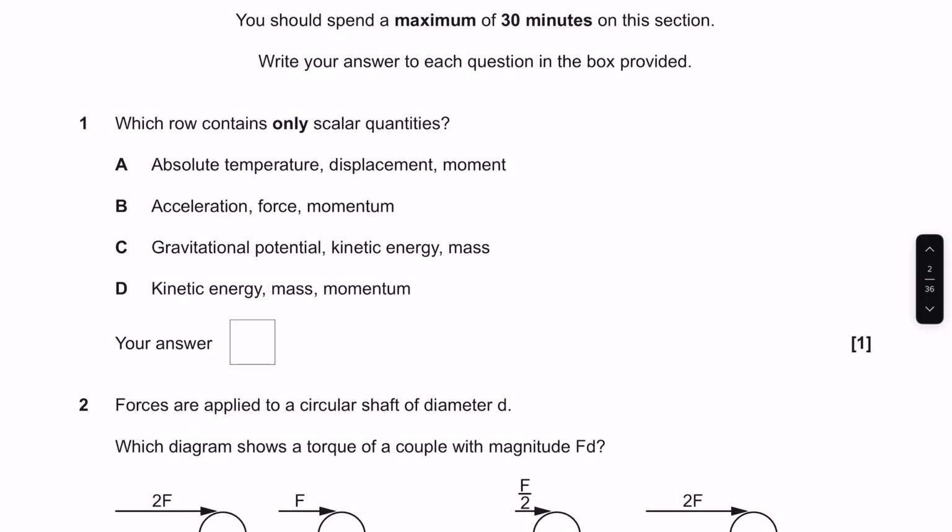For the first question, we are given which row only contains scalar quantities. So the first one is out because displacement and moment are vectors. The second one is out as all of them are vectors. And for C, well, gravitational potential isn't a vector, and neither is kinetic energy nor mass. So C is the answer.